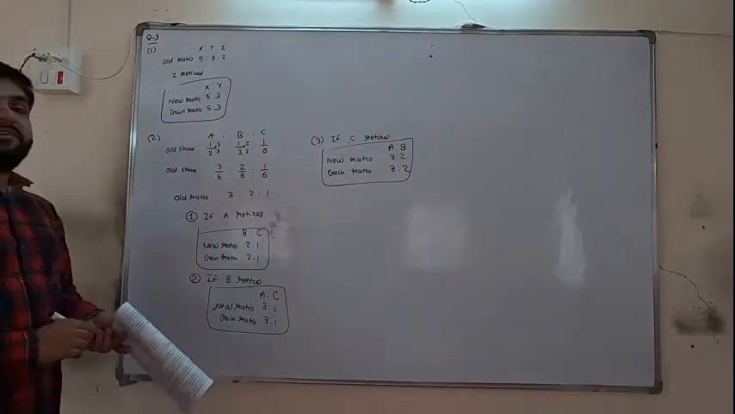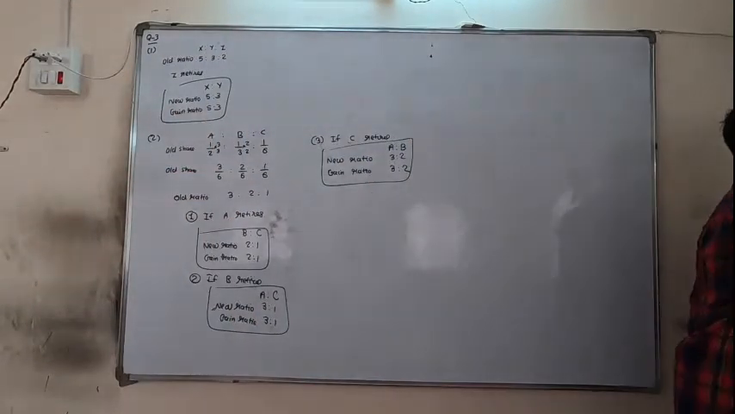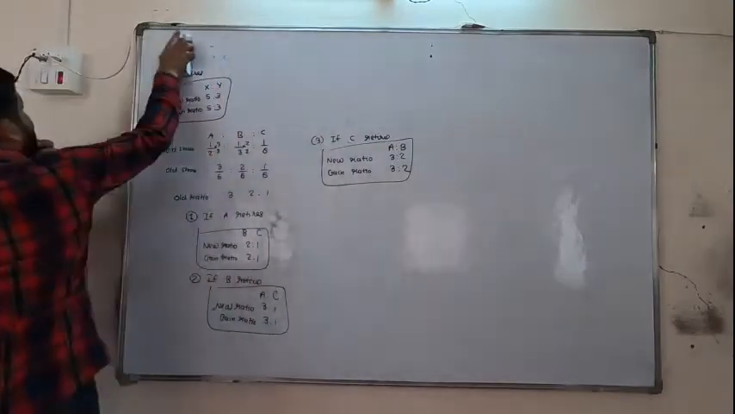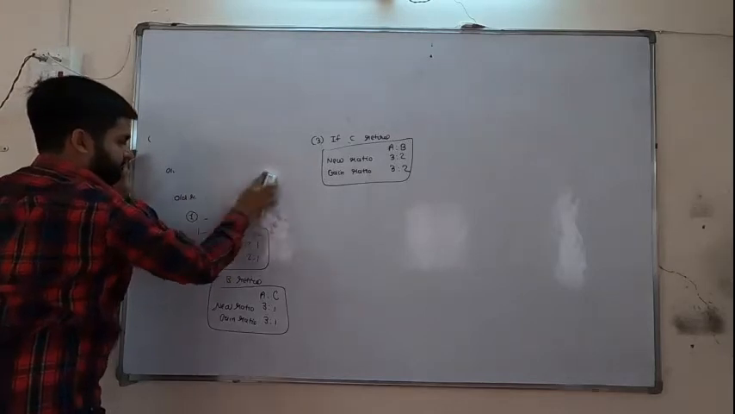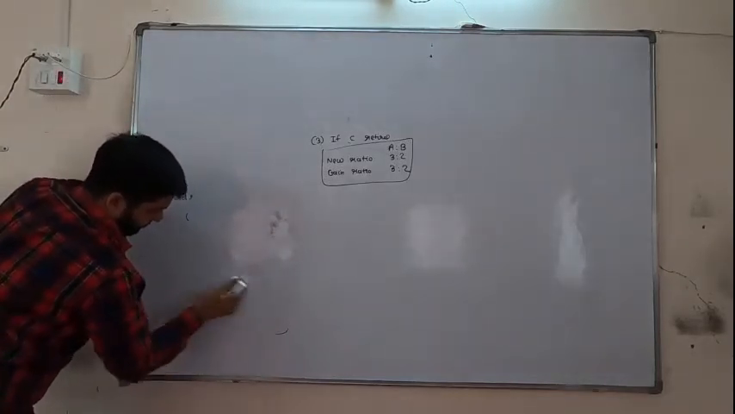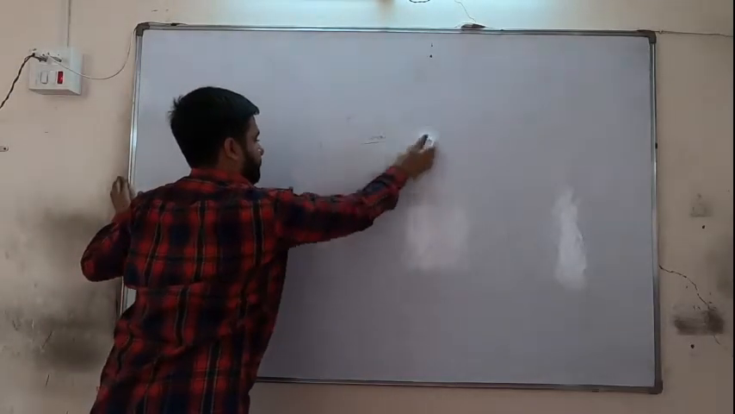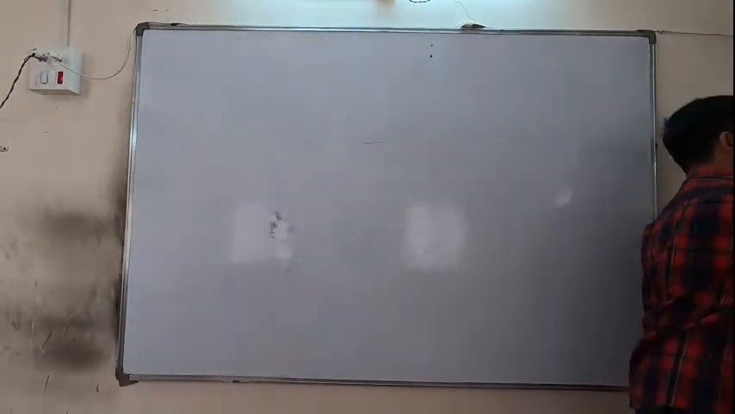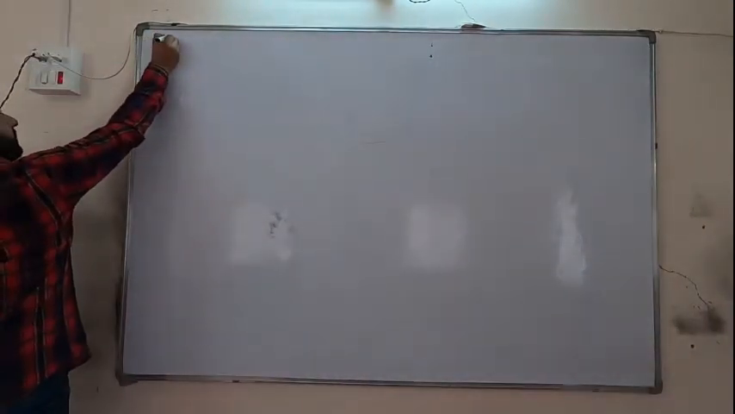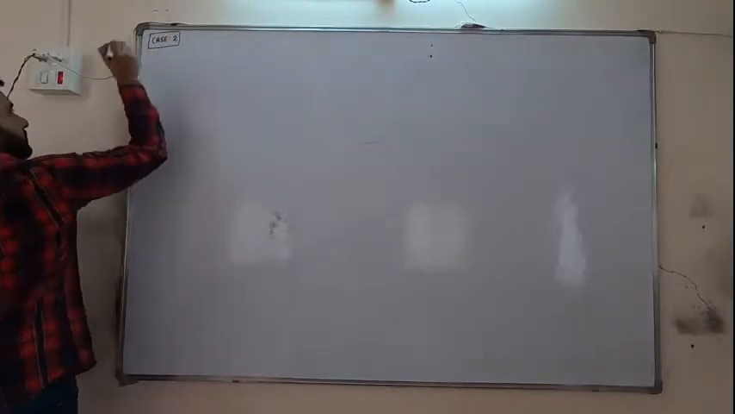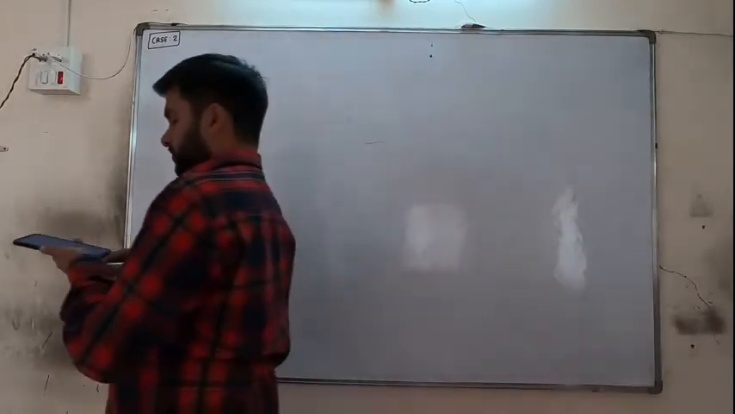Simple sums. Case 1 is over. Two sums are also over. Now going for case 2. Case 2. So what is case 2? Let's see.